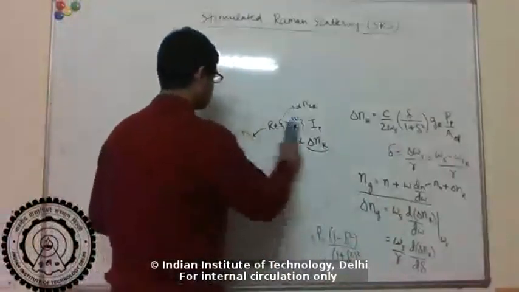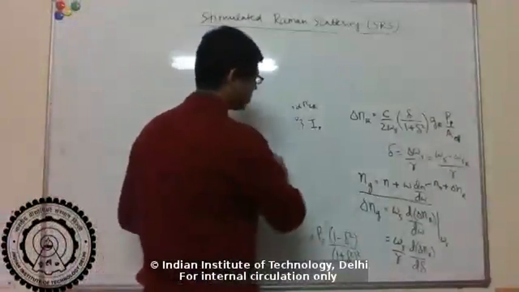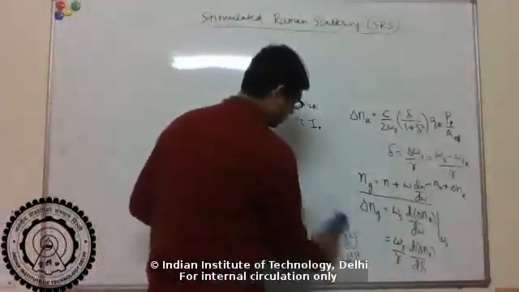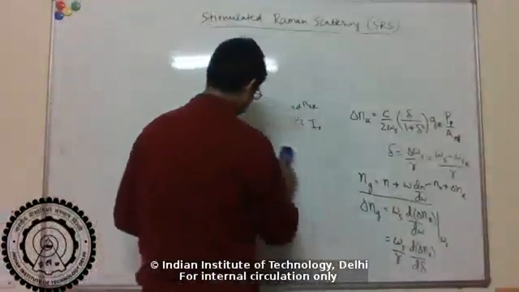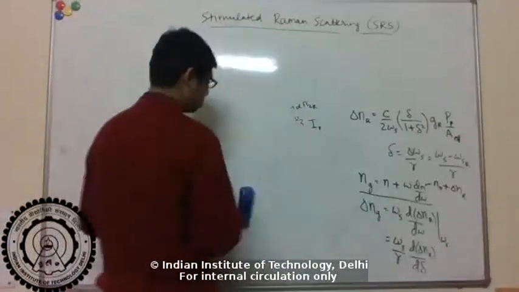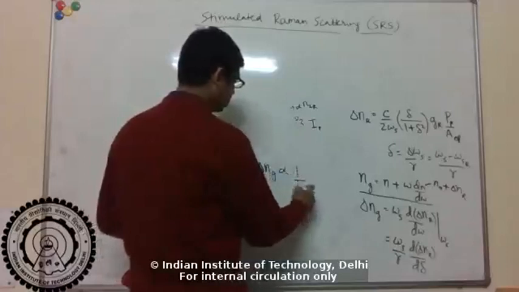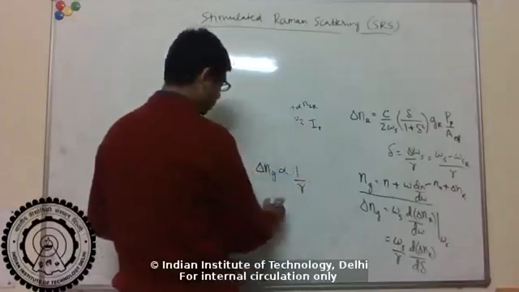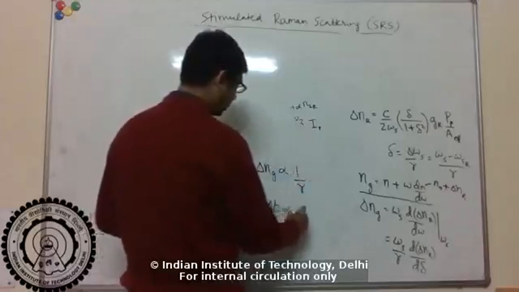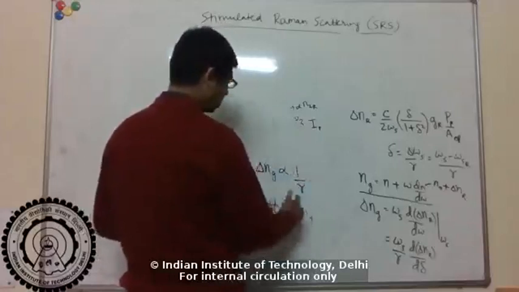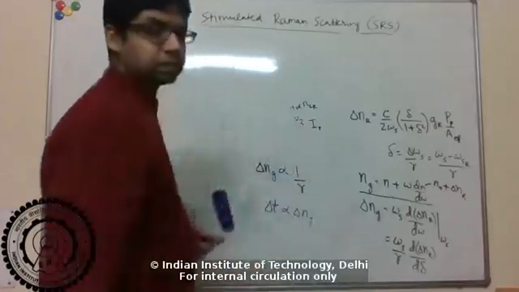So delta NG is inversely proportional to gamma. So if the pulse is narrow, it will have less delay. So delta NG was inversely proportional to gamma, and the delay was proportional to delta NG. So a narrower line means more delay.